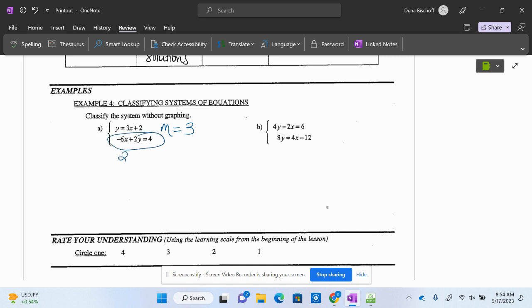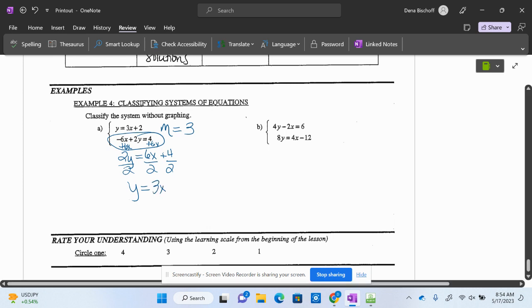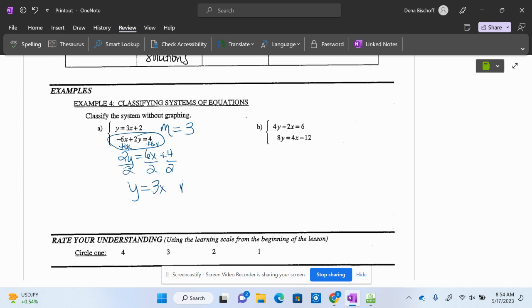Let's see what the slope is of this equation. I'm going to add 6x to both sides. So 2y equals 6x plus 4. I have to get it solved for y. Then I divide both sides by 2, every term. Y equals 6 divided by 2 is 3. So what is the slope of this line?